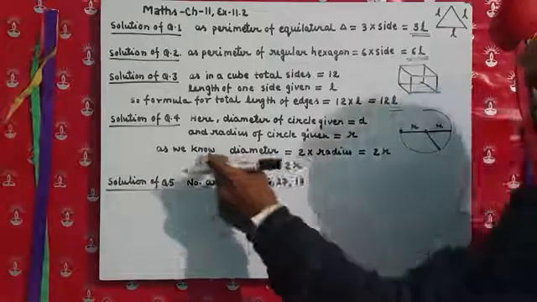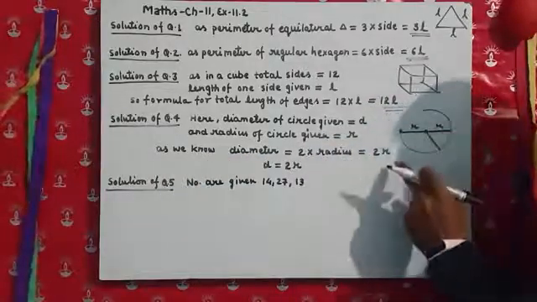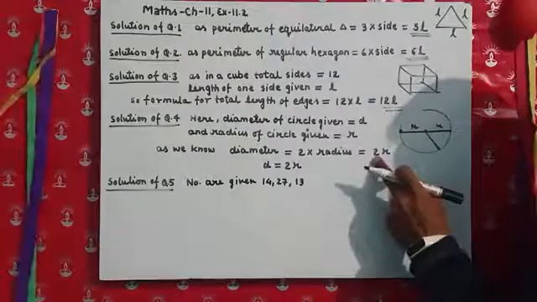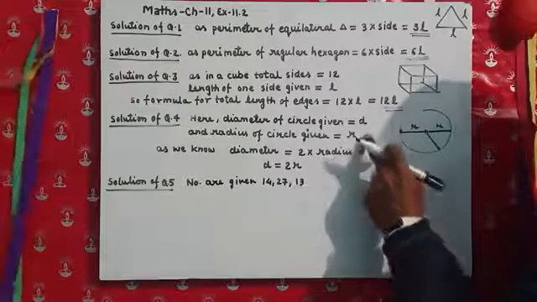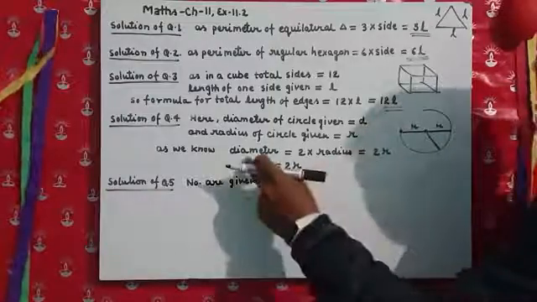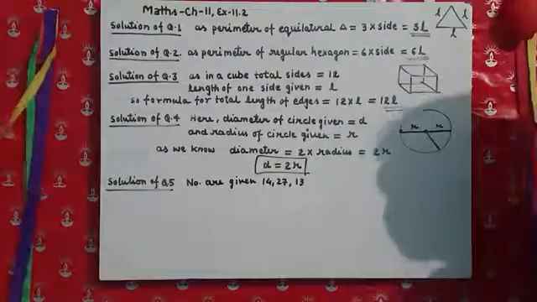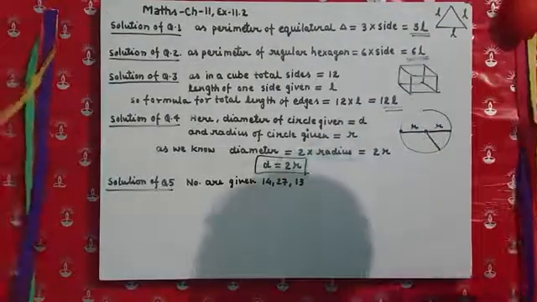And as we know, diameter is equal to 2 into radius, that means double the radius, 2 times the radius. So we can write 2 into radius, and the radius is given as R. So we will write 2R. That means the diameter is equal to 2R, that is D is equal to 2R. This will be the formula. Now going to question number 5.